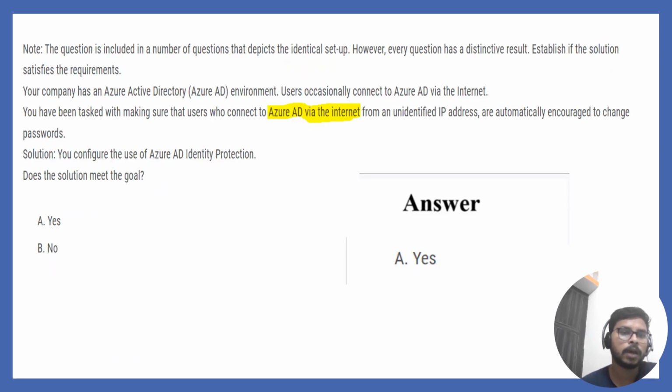Now they have asked: your company has an Azure Active Directory environment. Users occasionally connect to Azure AD via the internet. You have been tasked with making sure that users who connect to Azure AD via the internet from an identified IP address are automatically encouraged to change passwords. So what will you recommend for the solution? You have recommended to configure the use of Azure AD Identity Protection. Will this meet the goal? Yes, it will meet the goal because it will maintain some kind of dictionary for your internet IP addresses.